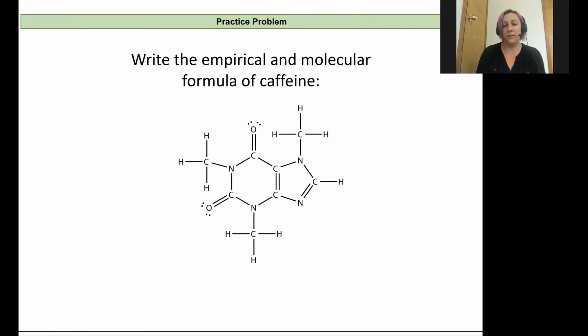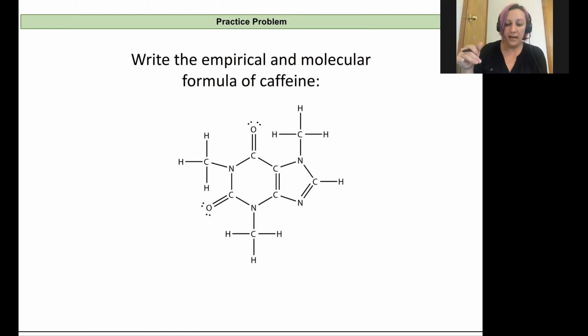Hopefully you've had a moment to try to determine the empirical and molecular formula of caffeine. I'll walk through the solution now. I'm going to start with the molecular formula and then figure out the most reduced form I can represent it as, and that'll be my empirical formula.